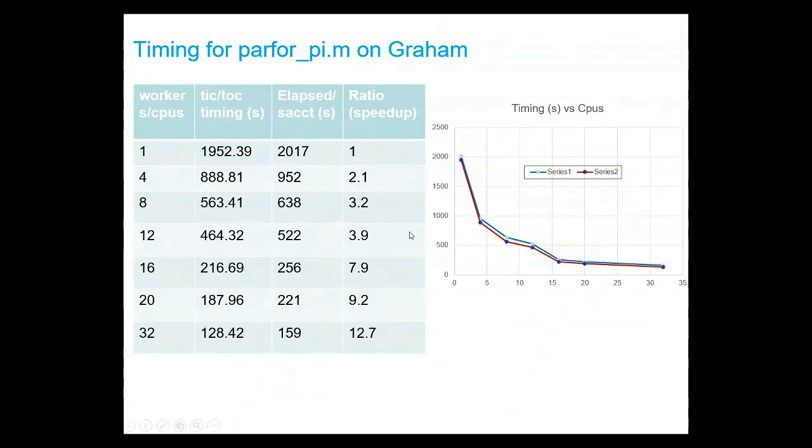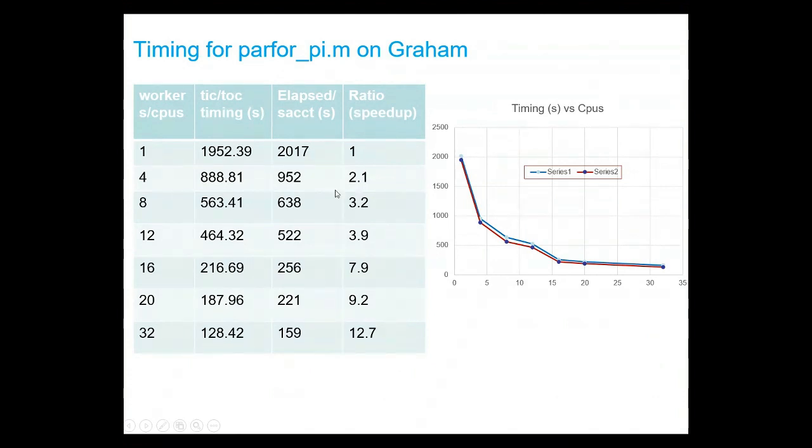So you can see, overall it's good. The sequential code may run over 30 minutes. And then as long as you increase the number of CPUs, the timing actually goes down. So you get speed up.